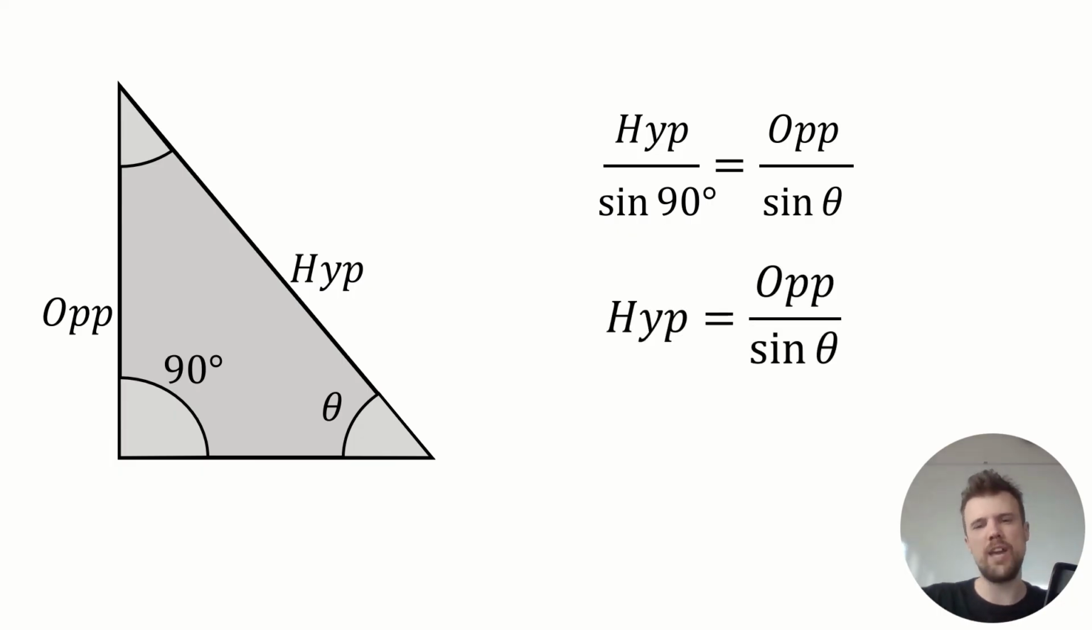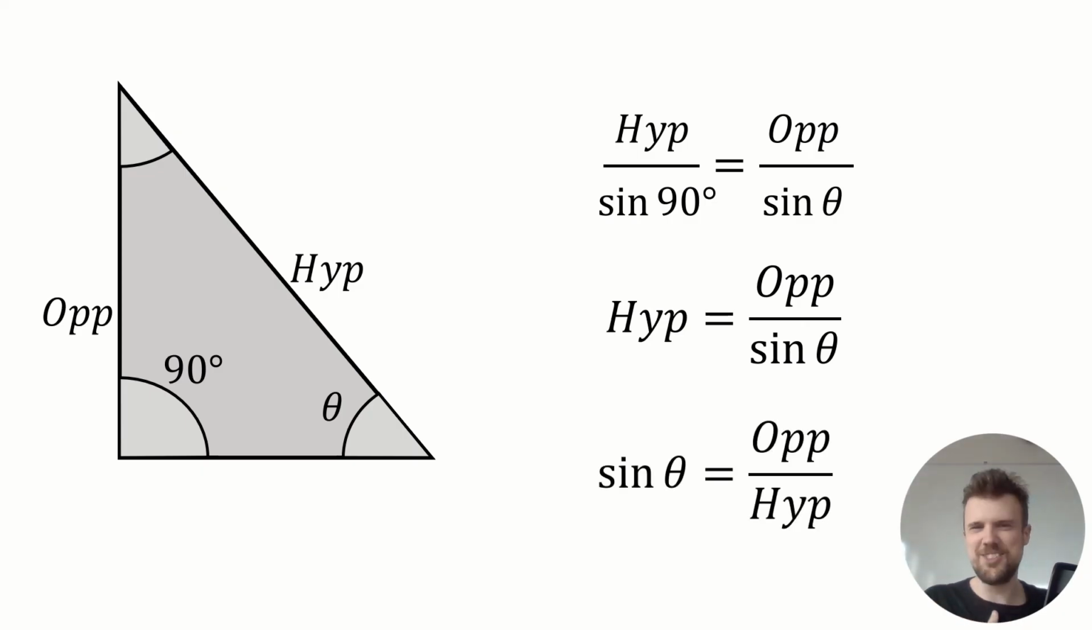So therefore, you get hypotenuse has got to equal opposite over sine of theta, which we can rearrange because you could multiply both sides by sine of theta, divide both sides by the hypotenuse, and you end up with sine of theta equals opposite over hypotenuse. Yeah, there you go, another cool fact that's appeared out of this.